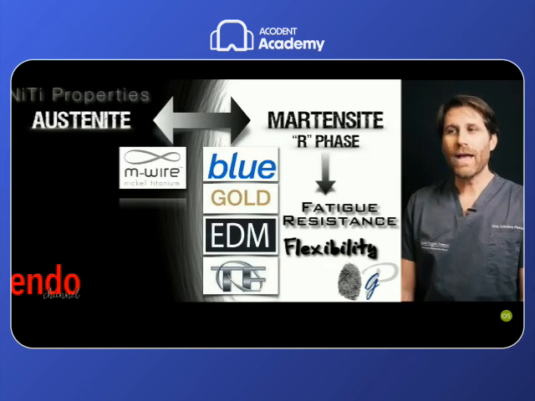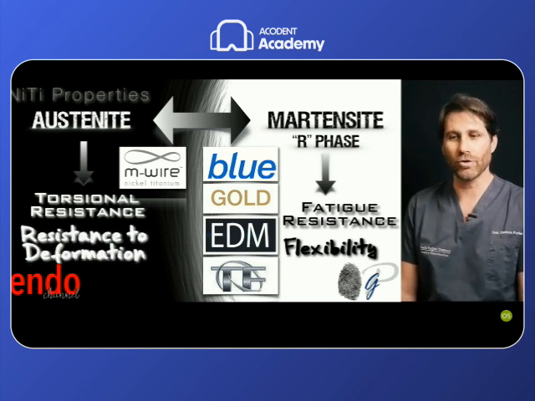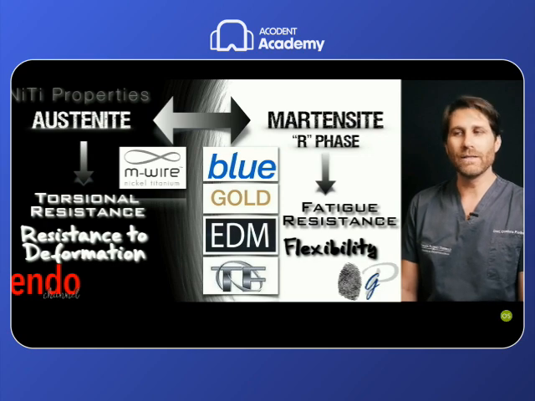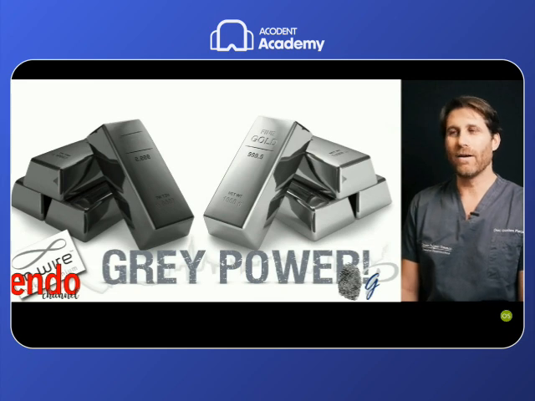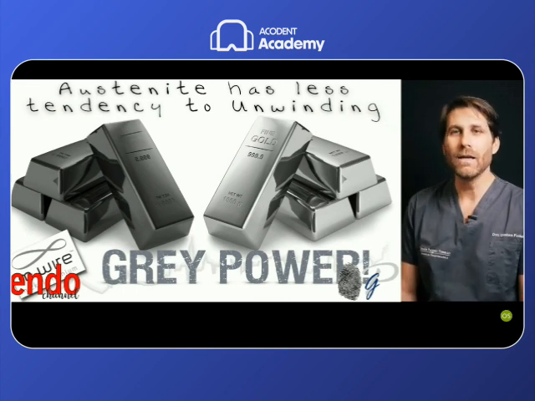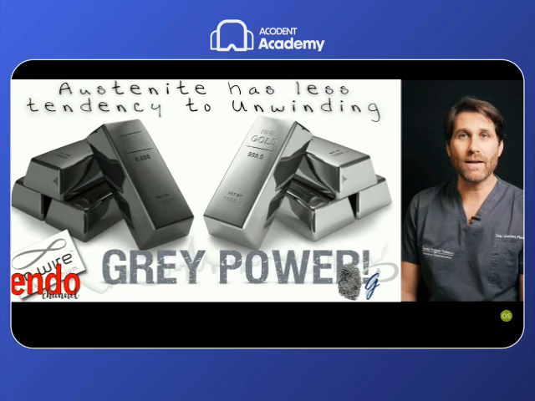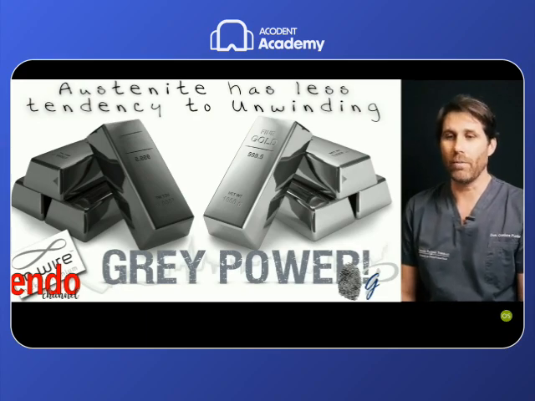So I want to take advantage of the characteristics of an austenitic file like the M-wire heat treatment to increase the torsional resistance, to increase the resistance to deformation under axial torsion. That is what we need on a file with this characteristic. I call it the gray power of an M-wire, an austenitic file that has less tendency to unwinding. In these cases the more delicate part is the tip, which should resist the torsional stresses while scouting a very difficult and complex root canal.